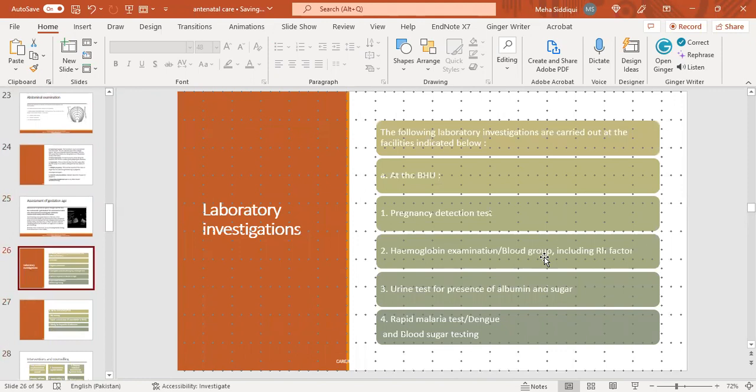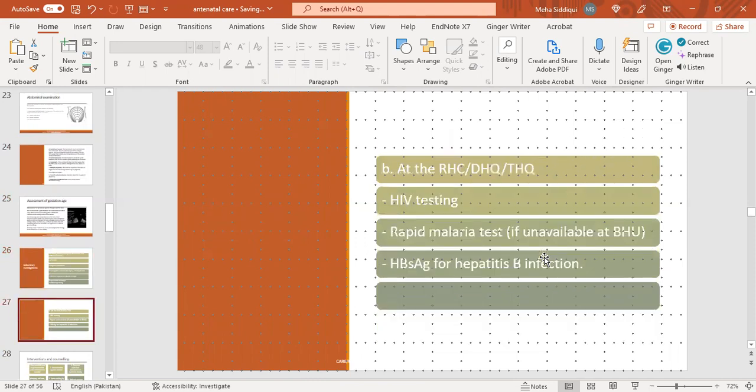Then comes laboratory investigations. The following laboratory investigations are carried out at the facilities indicated below. At the BHU: pregnancy detection test, hemoglobin examination, blood group including RH factor, urine test for presence of albumin and sugar, rapid malaria test, dengue, blood pressure testing, and blood sugar testing. Then at the RHC, DHQ, or THQ level: HIV testing, rapid malaria test if it is unavailable at BHU, then hepatitis B, the antigen for hepatitis B infection.